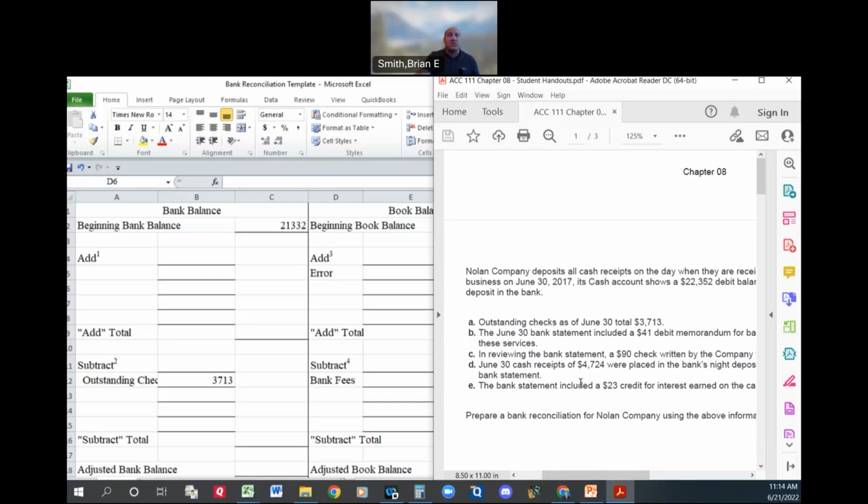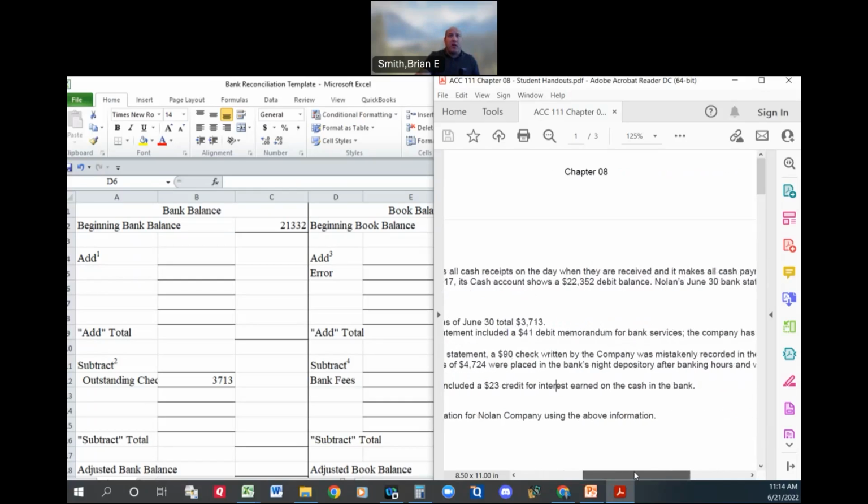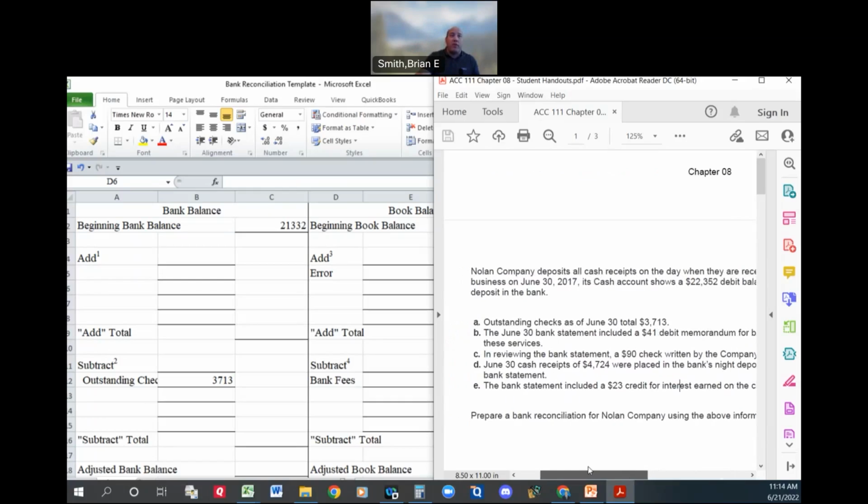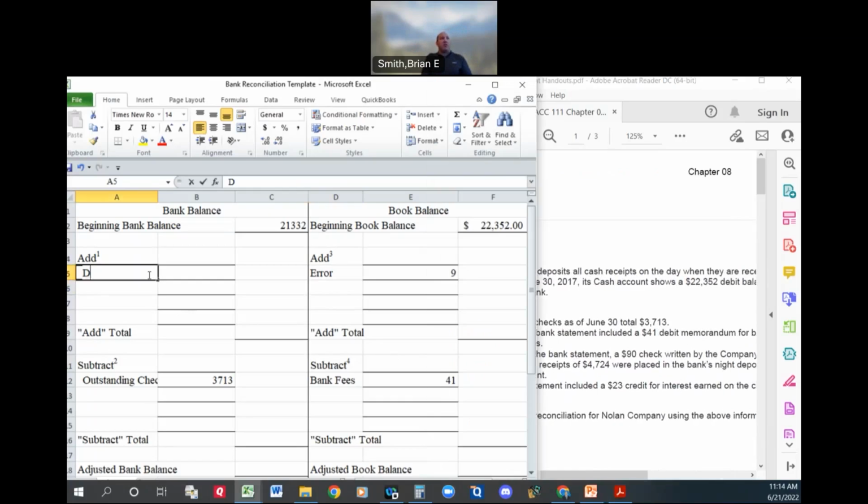June 30th cash receipts, $4,724 were placed in the bank's night depository after banking hours. It was not recorded on the June 30th bank statement, which means we have a deposit in transit. I'm going to put deposit in transit, DIT, and we're going to add $4,724 to our bank balance.